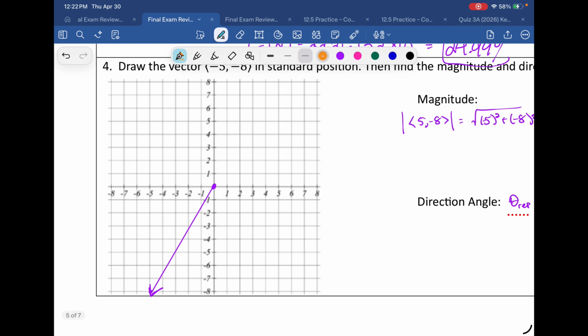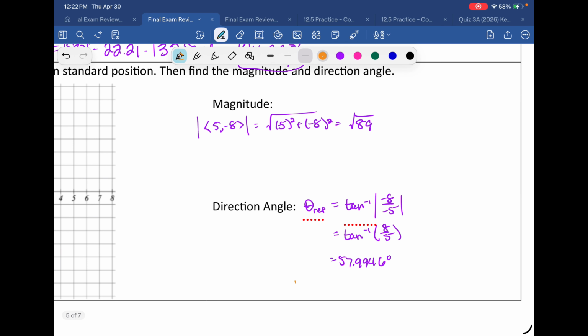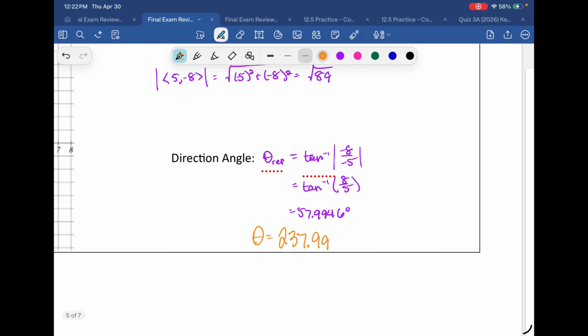That 57 degrees-ish represents this. I want the whole thing. All right, so I need to add 180. So I'm going to add 180 to that, to 237.99. We'll do one more, 5.